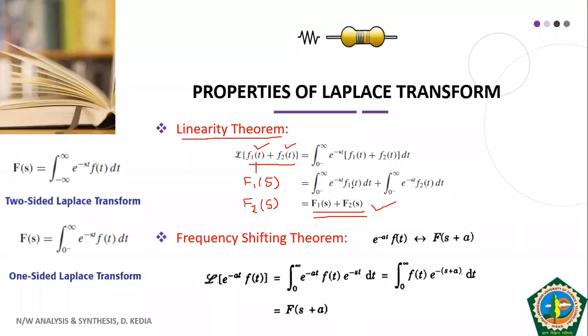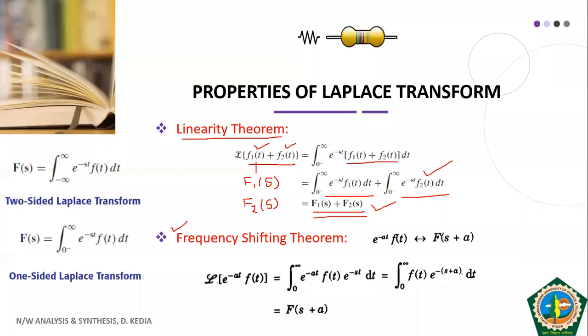Its proof is also very simple. We put f(t) as f1(t) plus f2(t). The rest is the definition of Laplace transform. We can separate the two integrals. This is nothing but F1(s) and this is F2(s). So the Laplace transform of f1(t) plus f2(t) gives us F1(s) plus F2(s). Very simple one. The next important property is the frequency shifting property.